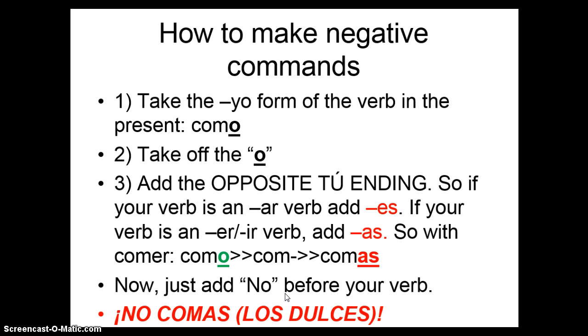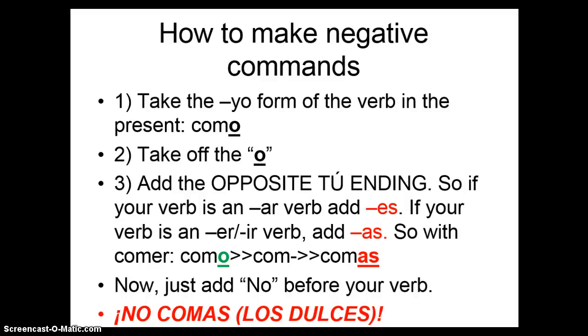Okay, so now that you've tried, I'm going to walk you through how to make negative commands like the ones you just tried on the last page and the ones you saw. It's pretty basic. There are really just three steps. Take the yo form of the verb in the present, como, for example. Take off the o at the end and add the opposite tú ending.